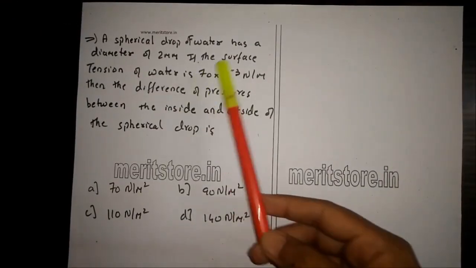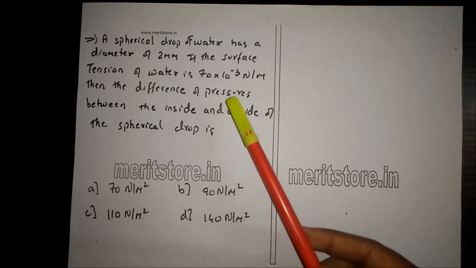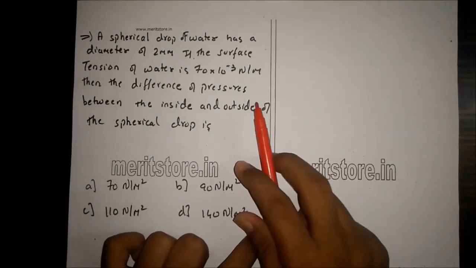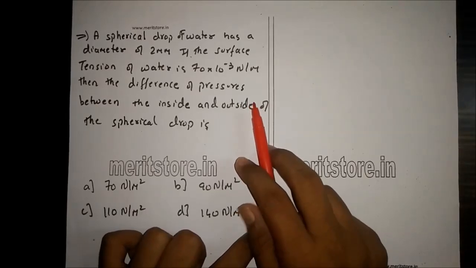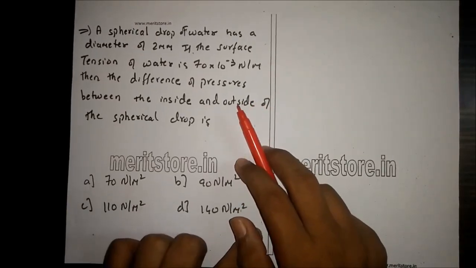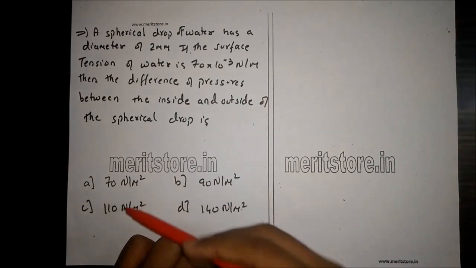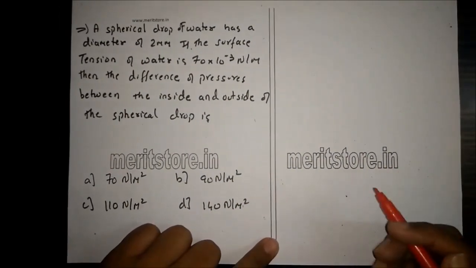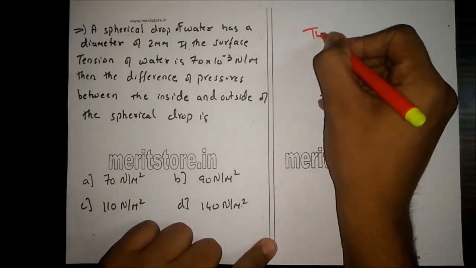A spherical drop of water has a diameter of 2 millimeters. If the surface tension of water is 70 into 10 raised to minus 3 Newton per meter, then the difference of pressures between the inside and the outside of the spherical drop is 70, 90, 110 or 140 Newton per meter square.